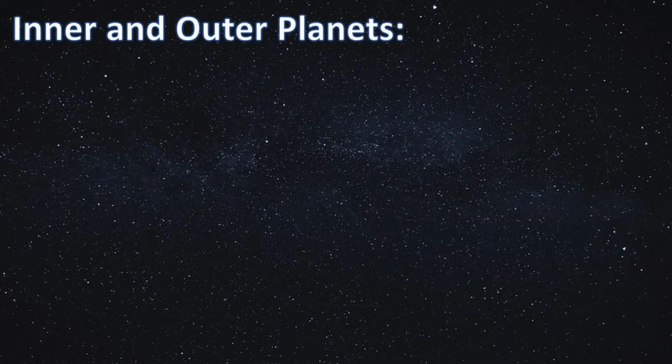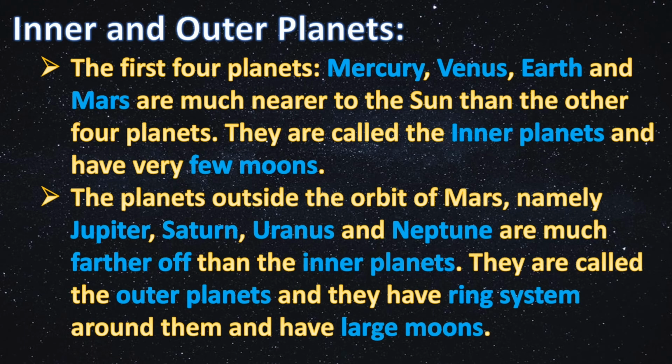Inner and outer planets. The first four planets, Mercury, Venus, Earth, and Mars, are much nearer to the Sun than the other four planets. They are called the inner planets and have very few moons. The planets outside the orbit of Mars, namely Jupiter, Saturn, Uranus, and Neptune, are much farther off than the inner planets. They are called the outer planets and they have ring systems around them and have large moons.